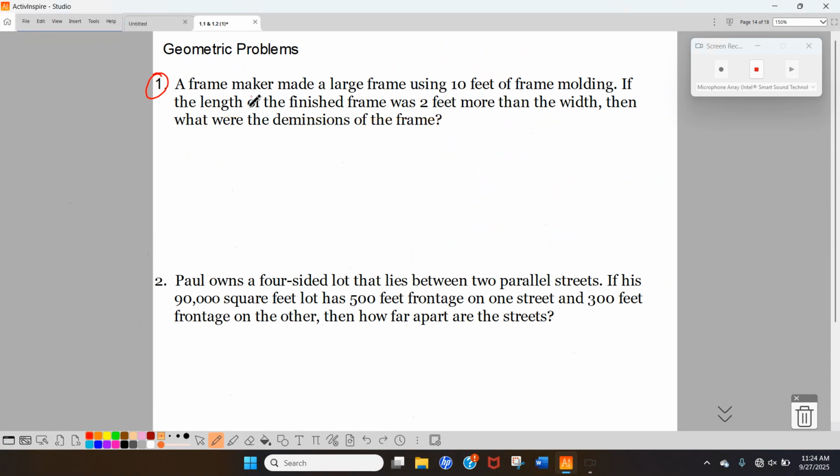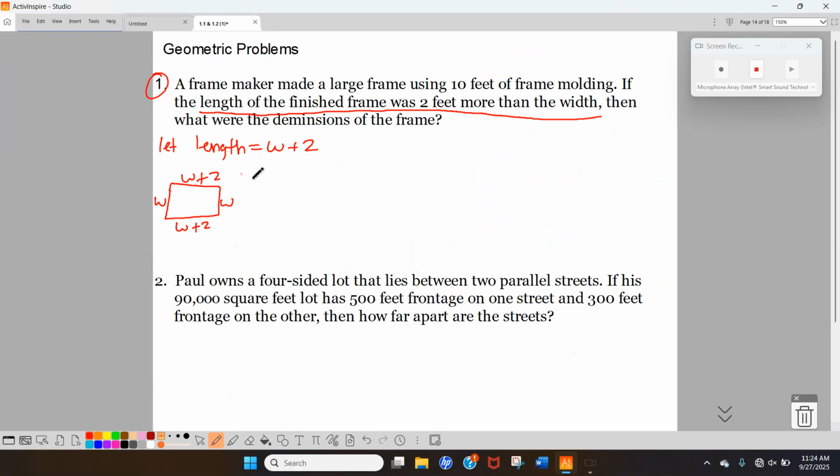So this part here, length of the frame was 2 feet more than the width. You have to start by saying, let length equal, or you can write that as an equal sign, 2 feet more than the width. So the width plus 2. If you're thinking about a rectangle, you've got the short sides or the widths. They don't have to be the short sides, but we'll say that they are because the length is longer. And then these lengths are the width plus 2.